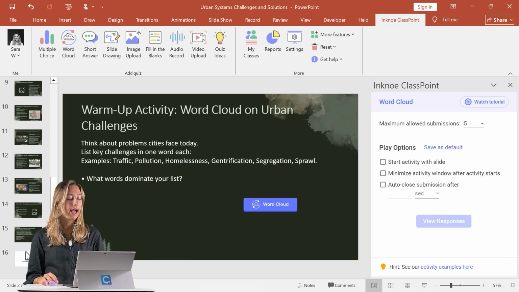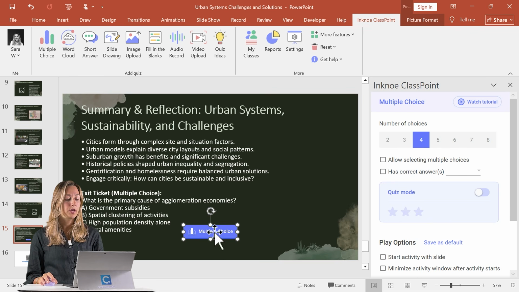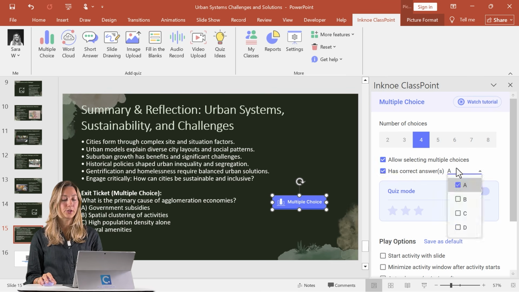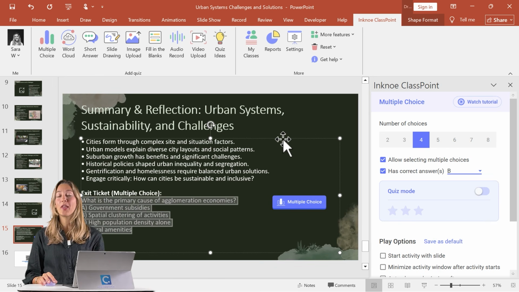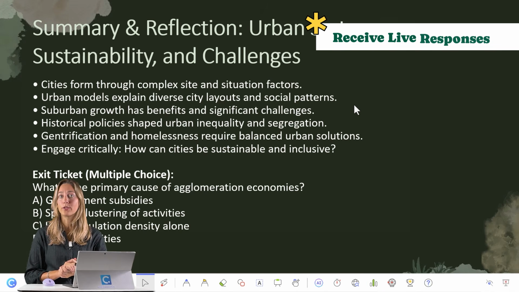But let's go ahead and add in one multiple choice for our exit ticket at the end. So here I can just click multiple choice. We have our button on the slide. We have A, B, C, D, which is 4 options. And let's go ahead and add in our correct answer, which is B here. Excellent. Now that the interactive questions are added in, when we start our presentation, we can interact with our students.